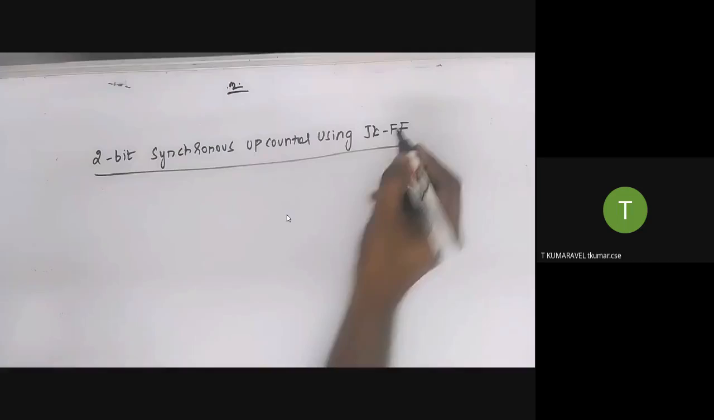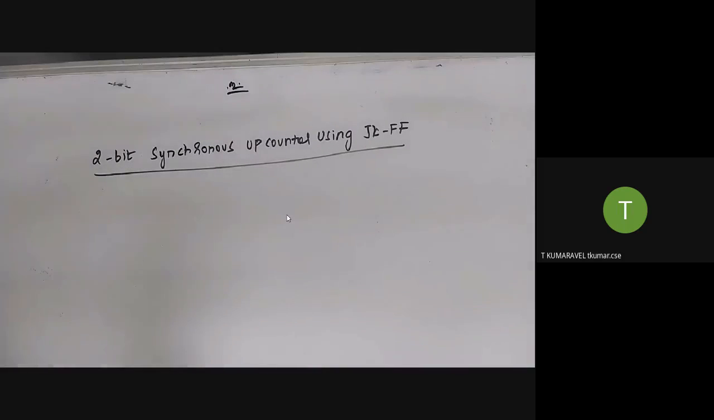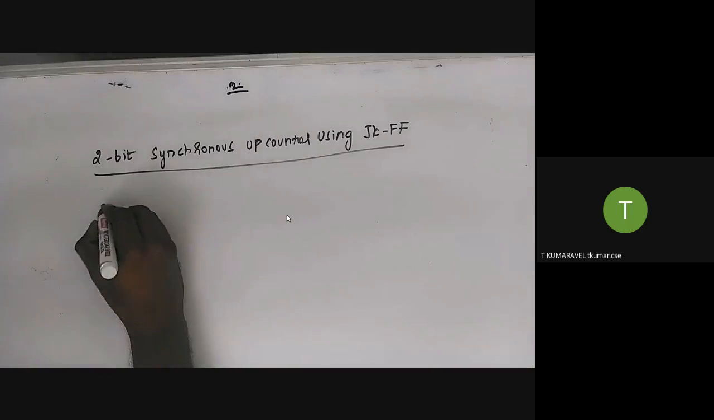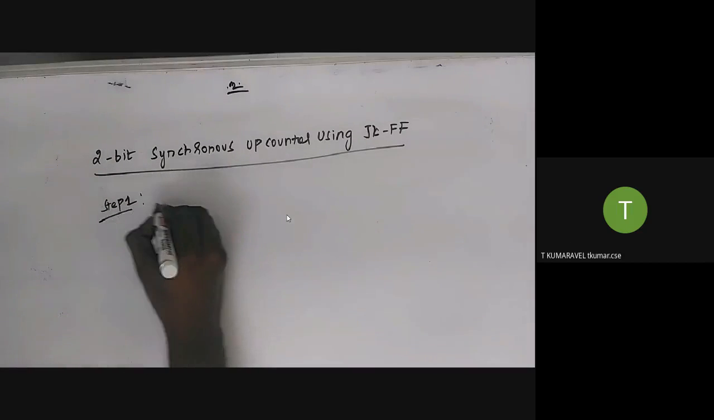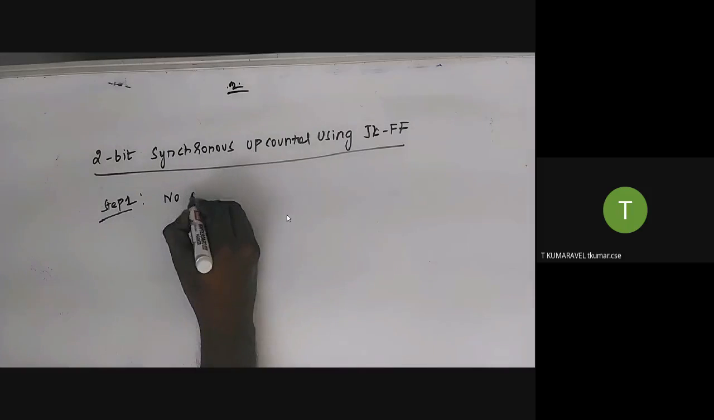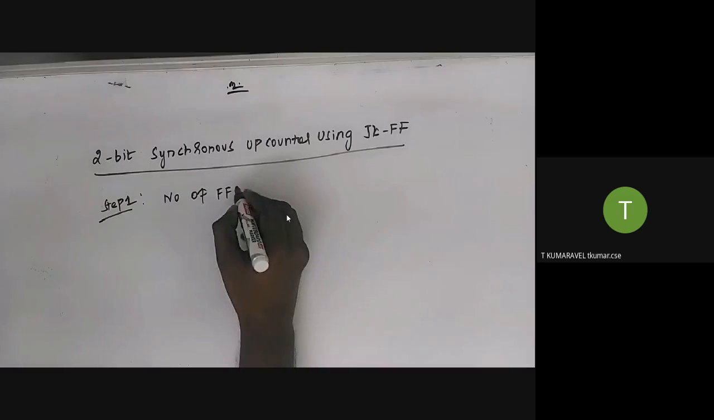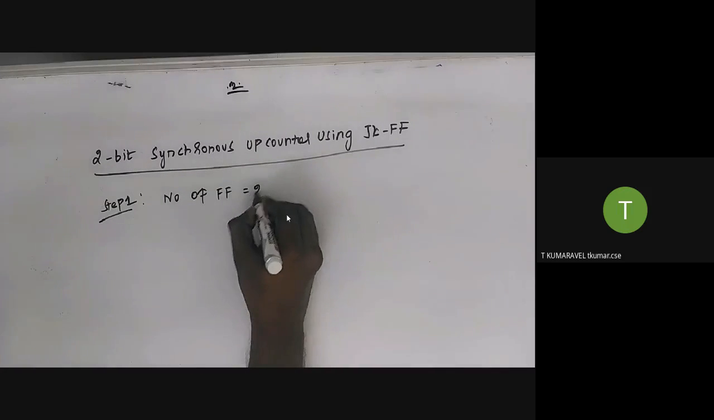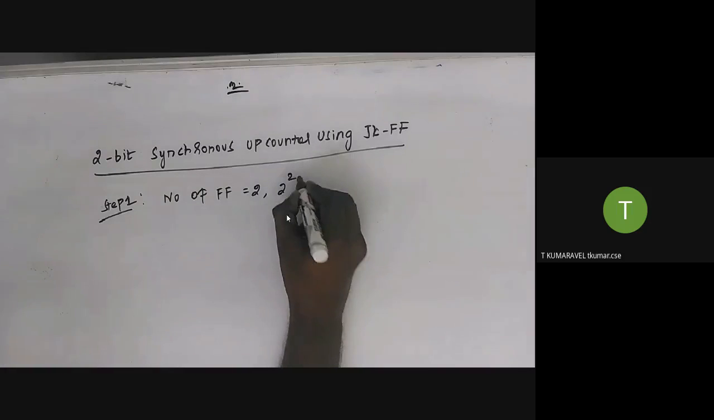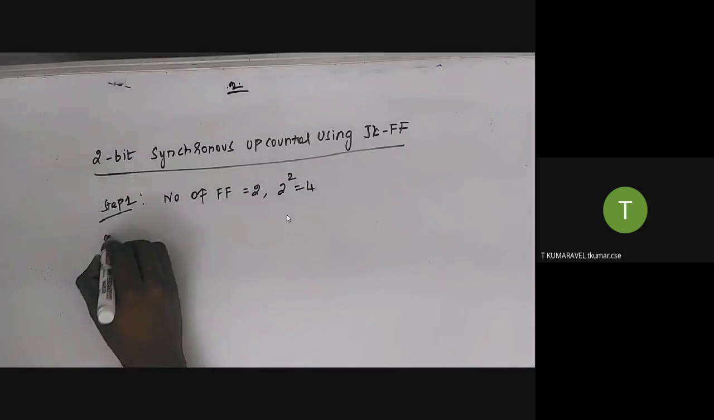Anyone tell them what is the procedure when you are going to design a synchronous counter? What is the first step? You should find out the number of flip flops in order to design the given equation. For example, you want to design a 2-bit synchronous counter. So how many flip flops are required? 2. So how many states are available? 4.